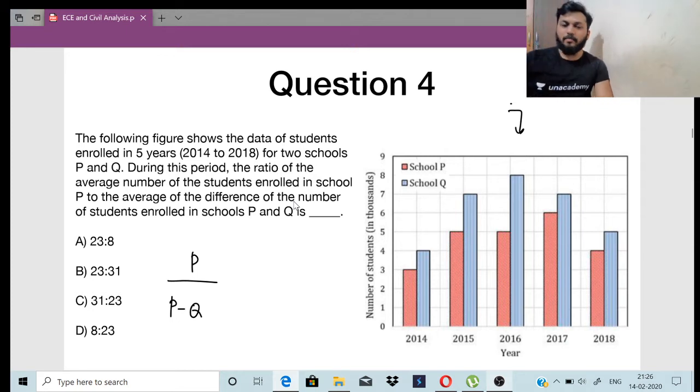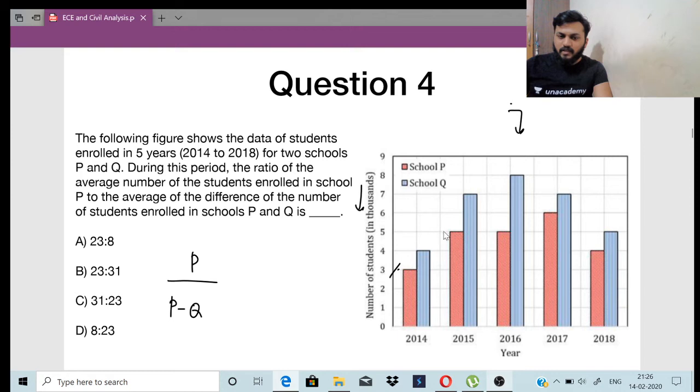Right, P by P minus Q. So take this. First, the number of students enrolled in school P. So here is school P and this is the number of students. It is in thousands, but take it in normal units only, right? Normal units.